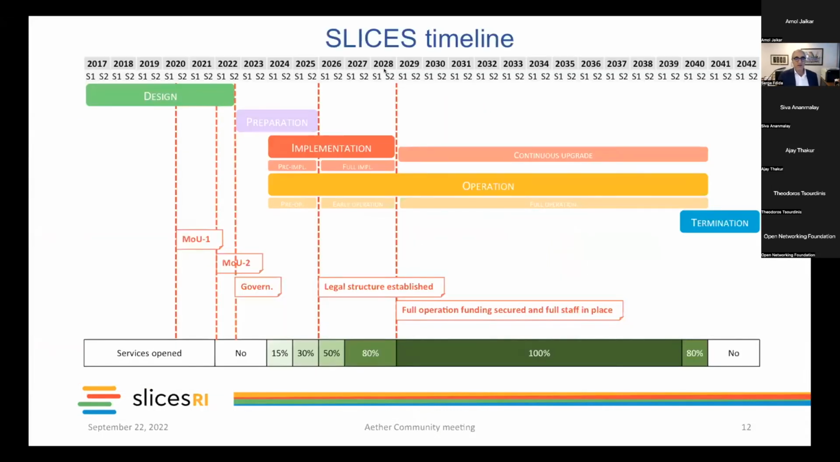Timeline, as you can see, this is the timeline of a telescope. So we already started the design phase back in 2017. We are now moving from the design to the preparation phase, where we are going to make sure that all the components are ready for deployment. But it will be a continuous deployment. And formally speaking, the implementation will start at the end of 2023, then the operation likewise, because of this continuous deployment.